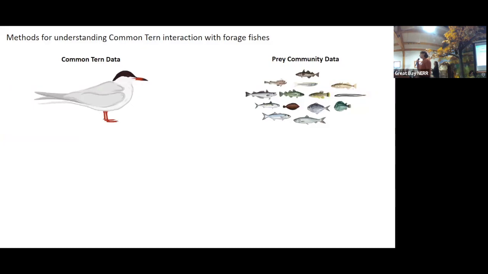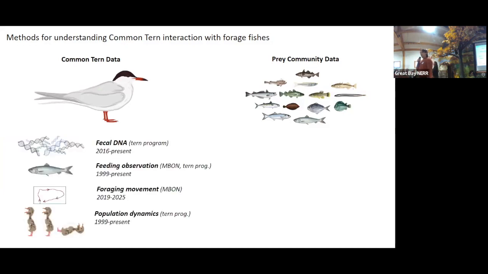We've got multiple sources of data that we're using to try to understand this question, some that describe common terns and some that describe their prey environment. To understand the common tern diet, we're first using fecal DNA metabarcoding. This is similar to what we heard about with eDNA, except this time we're extracting DNA from feces. We also have observational data, both live on the tern colony as well as through video data, videos of terns feeding their chicks.